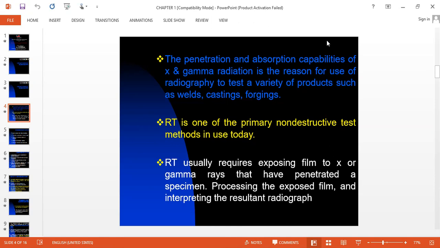RT usually requires exposing the film to X or gamma rays that have penetrated a specimen, processing the exposed films, and interpreting the resultant radiograph. So here, basically, we are using X-ray or gamma ray, which will penetrate through the specimen. If there is any defect, then there is differential absorption of radiation within the material. In the particular defect area, there is less absorption, and in the adjacent area of the defect, there is more absorption as compared to the defect area.